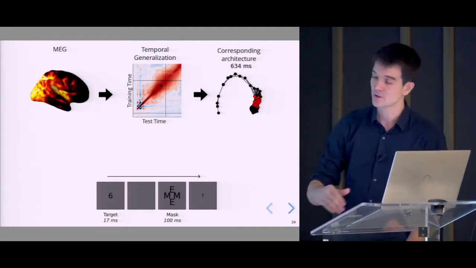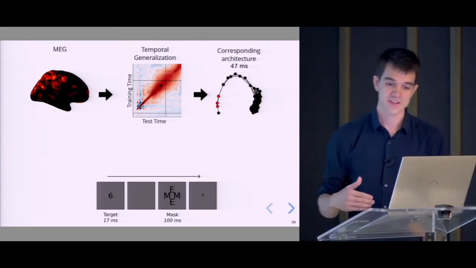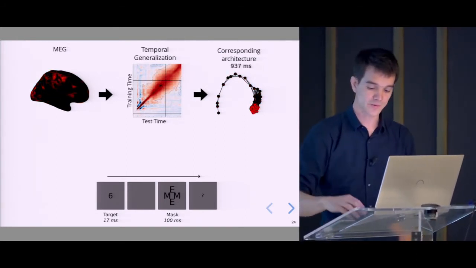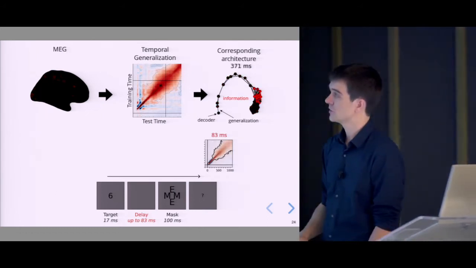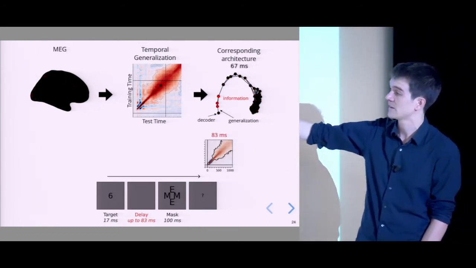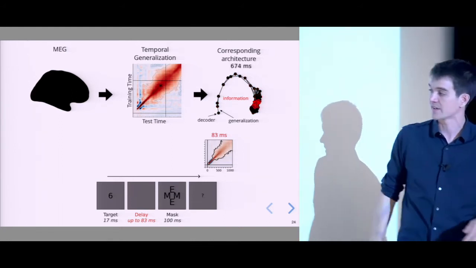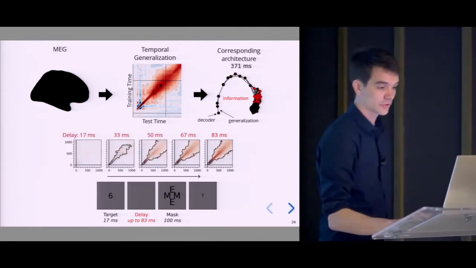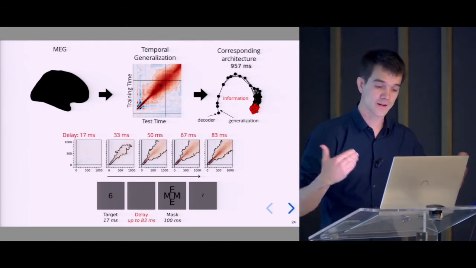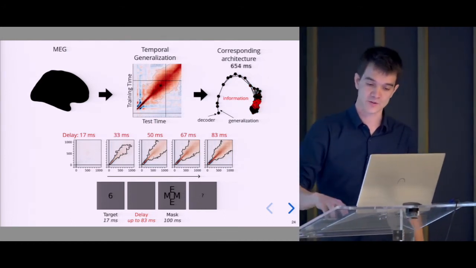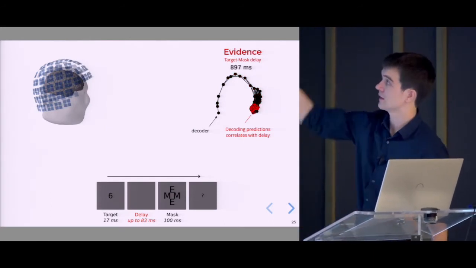And now instead of looking at the extent to which we can decode information in the brain, we can see the extent to which this decoding prediction co-varies with our 3 features. So this matrix is actually the matrix that corresponds to the longest delay. So this is 83 milliseconds between the target and the mask. But we also have shorter delays, 67, 50, 33, and so on. And so we can then correlate the extent to which these decoding predictions vary with the delay. And this is the result that we have.